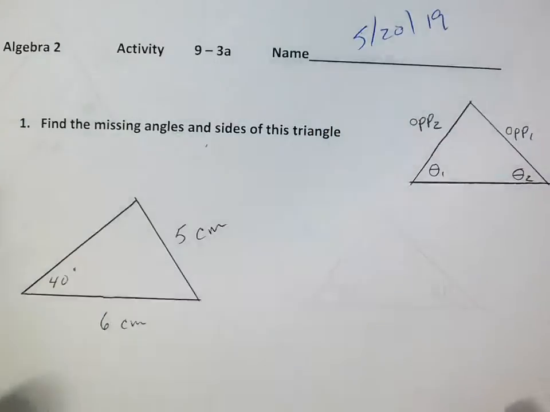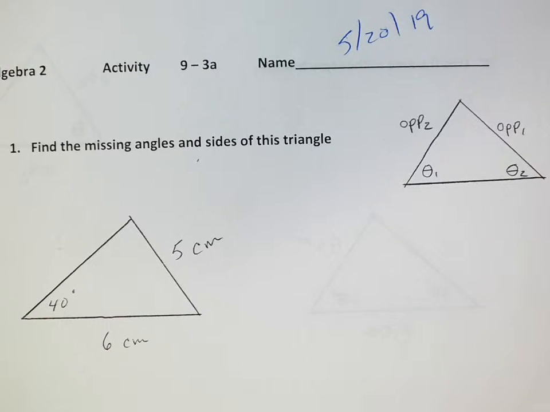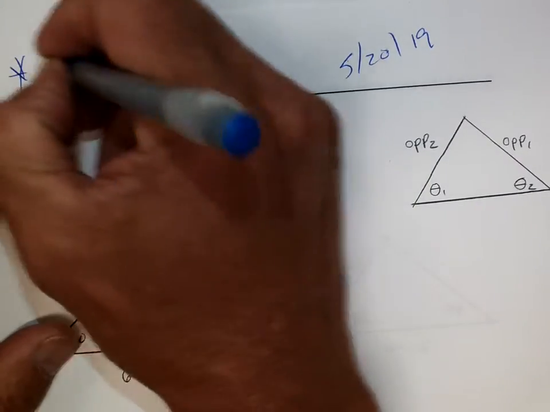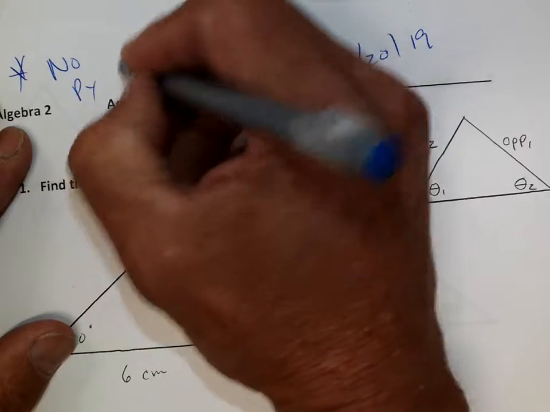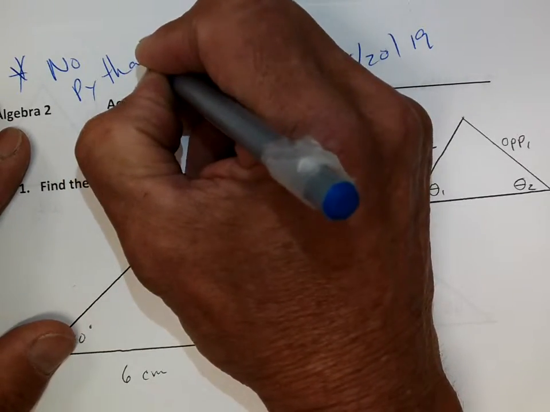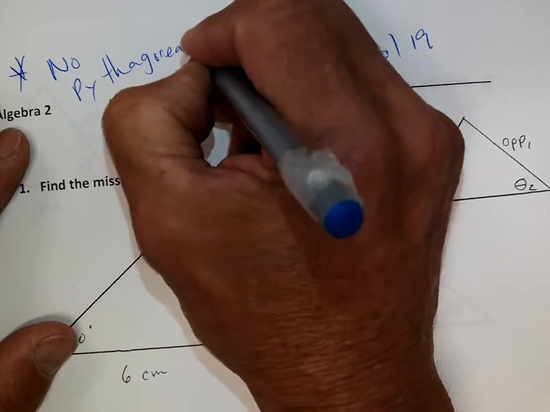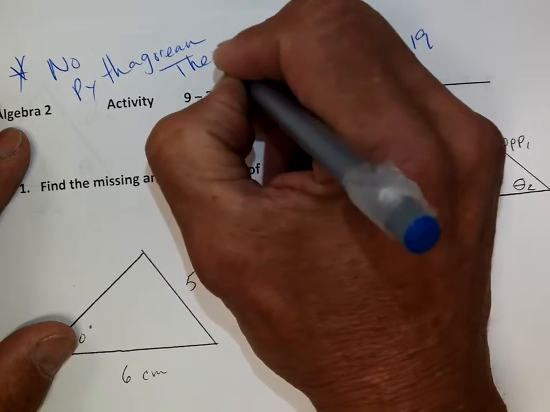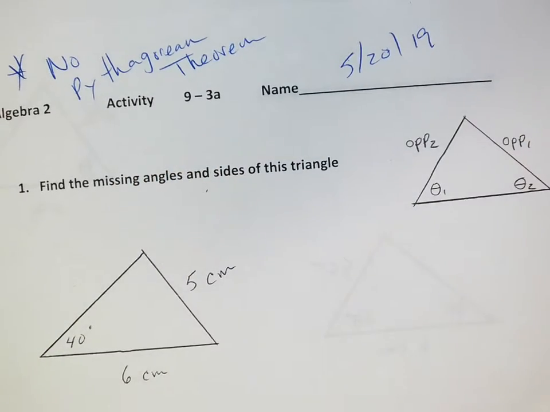5/20/19. Wow. Okay, so if I check out number one, it's not a right triangle. So there's no hypotenuse. Everybody listen: there is no hypotenuse, and there's no Pythagorean theorem. The Pythagorean theorem does not work. Pythagorean theorem only works on right triangles.